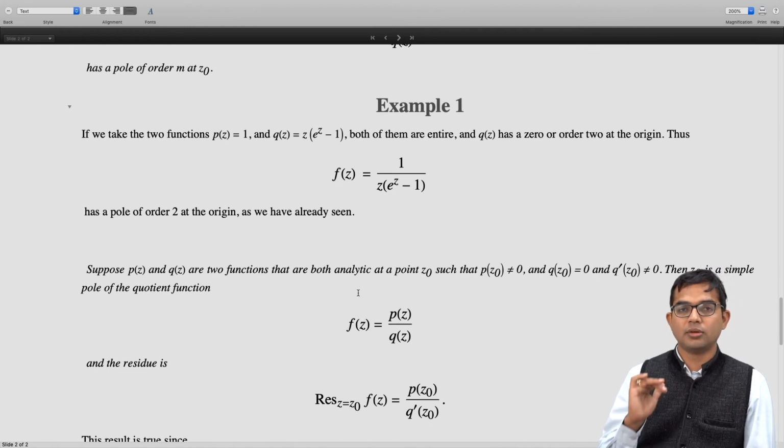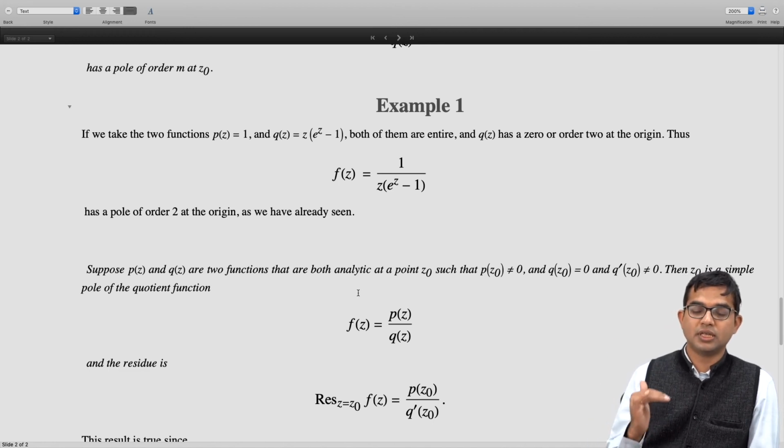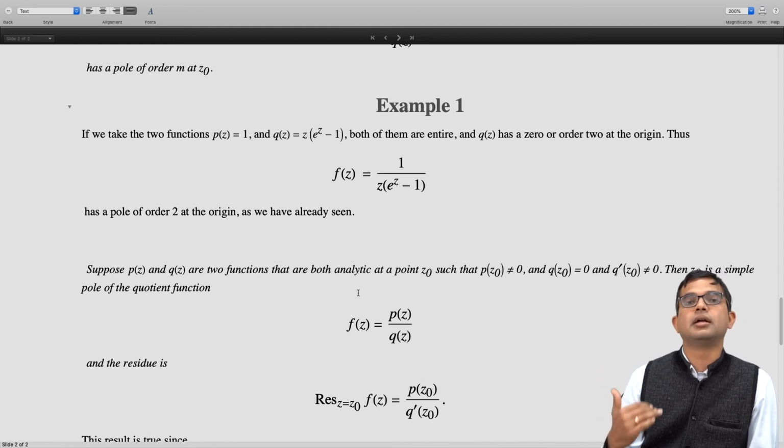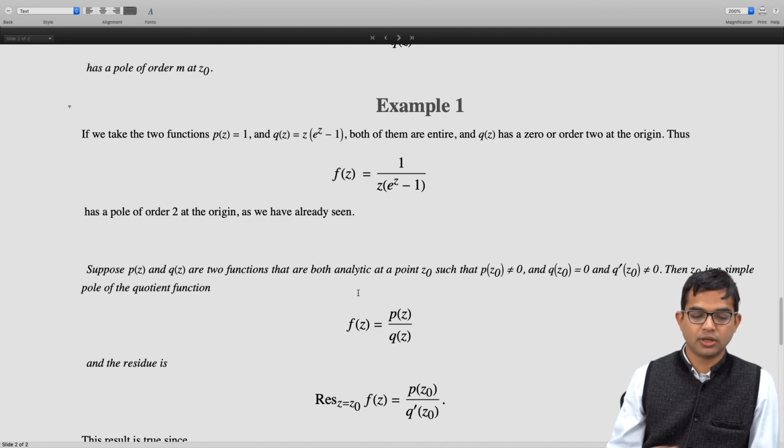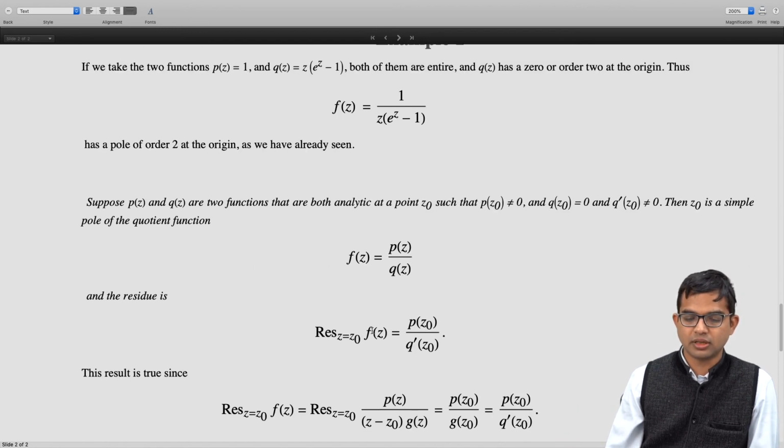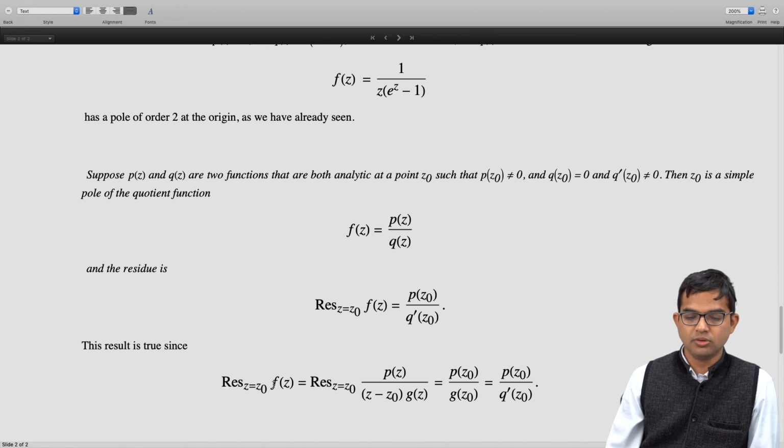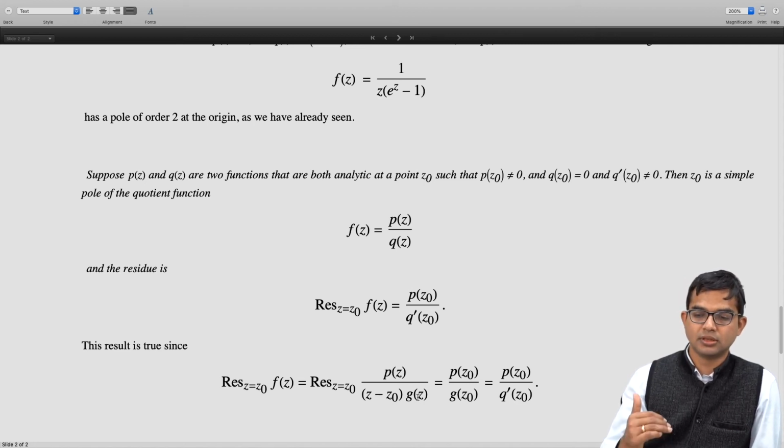So if you are able to be sure that this function f of z has a simple pole, then you simply work out p of z naught and then divide it by q prime of z naught and you're done, right? The reason this works out like here is because after all, the residue of this function f of z at z equal to z naught is basically the residue of p of z divided by z minus z naught times u z. Since the denominator has a 0 of order 1.